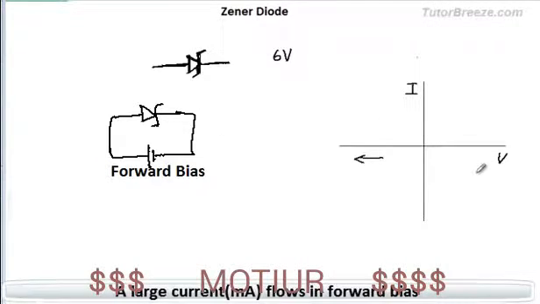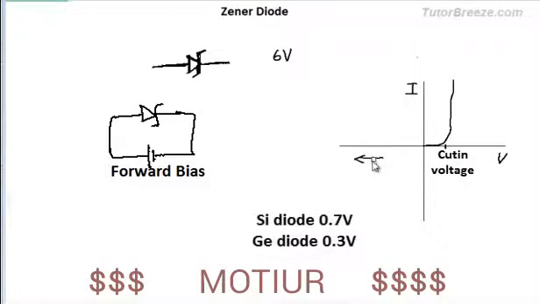If I draw this on the VI graph, then I would get something like this. The current increases at a certain voltage which is called the cut-in voltage, which in case of a silicon diode is about 0.7 volts and in case of a germanium diode is about 0.3 volts.